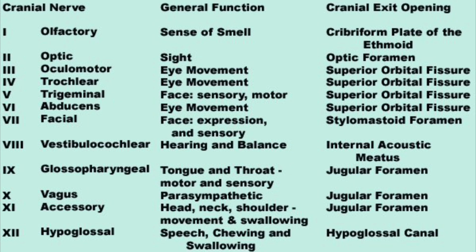As we all know, there are 12 pairs of cranial nerves. There are different functions which coincide with different cranial nerves. Like for smell, cranial nerve 1, which is olfactory, is responsible. For visual acuity, visual field and ocular fundi, the optic nerve or cranial nerve 2 is responsible.